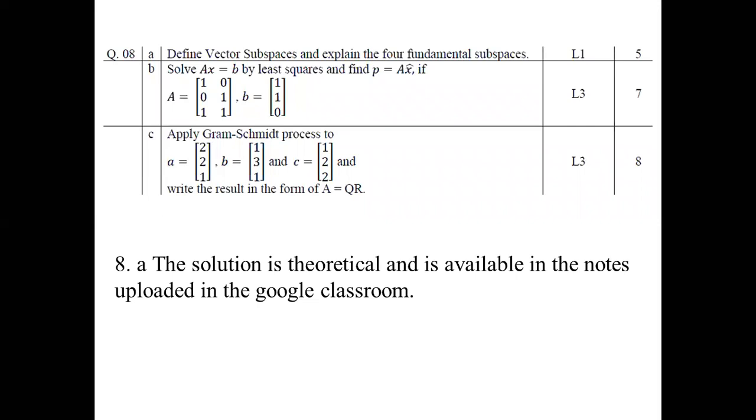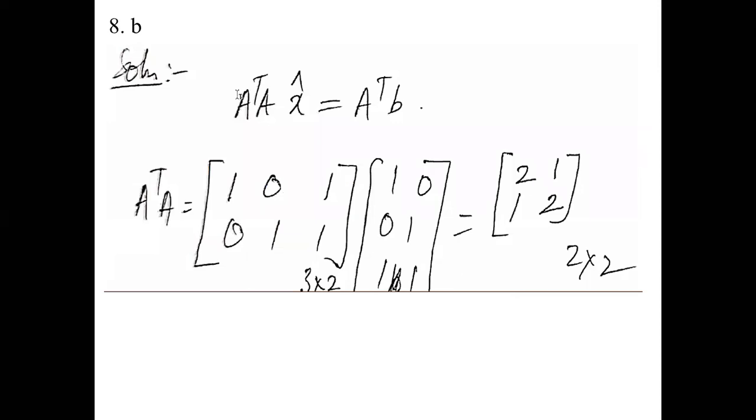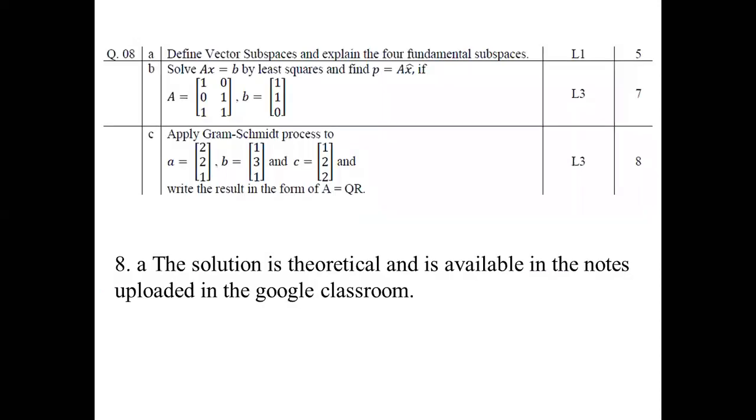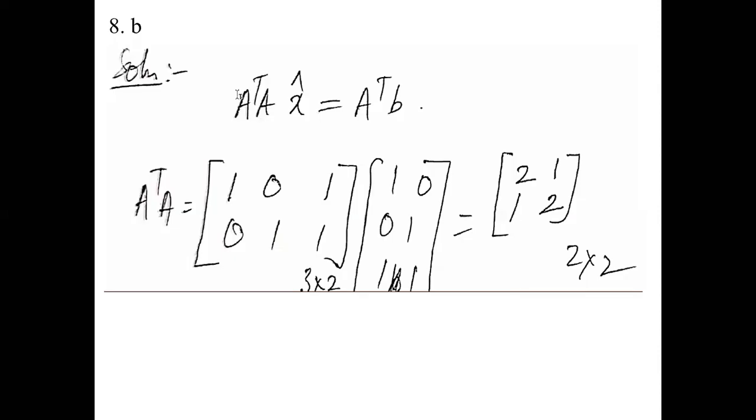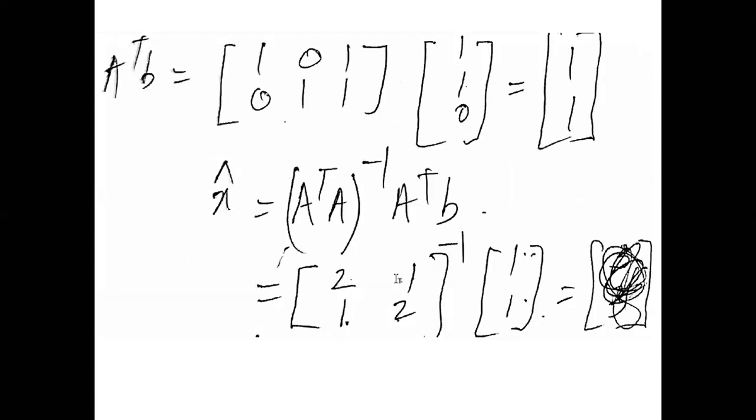So let's focus on 8B, which is solving by least squares. For the least squares, this is the equation that we use: A transpose A x bar equal to A transpose B. Right? The hint is given to us in the question itself. It says solve Ax equal to B by least squares and find P equal to A x bar. So first step is to find A transpose A, and the answer is 2112. The next step is to find the RHS, which is A transpose B, and once you do that, you have 1 and 1.